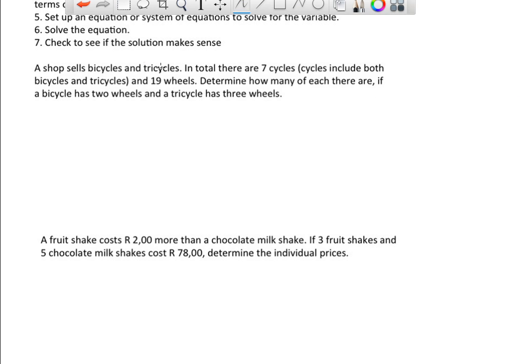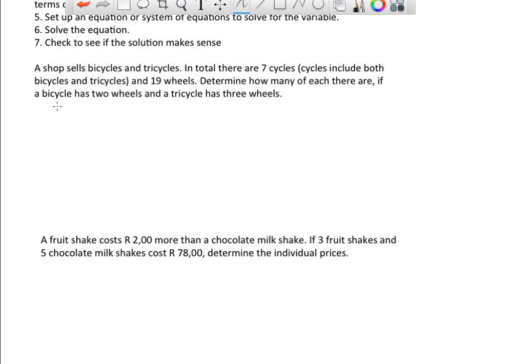Let's just do a couple problems. So a shop sells bicycles and tricycles. There are 7 cycles, that means both bicycles and tricycles, and 19 wheels. Determine how many of each there are if a bicycle has 2 wheels and a tricycle has 3 wheels.